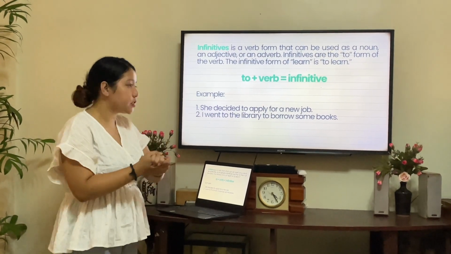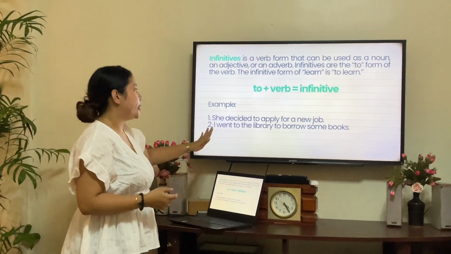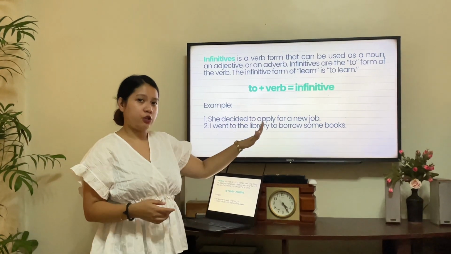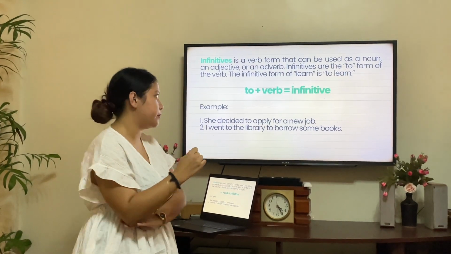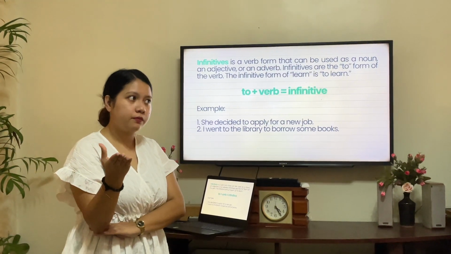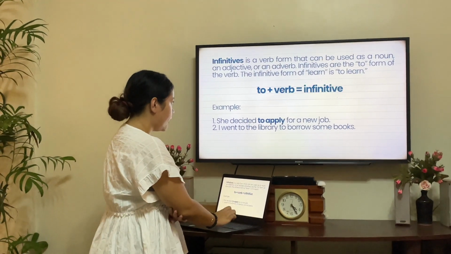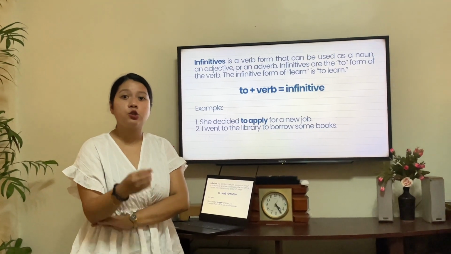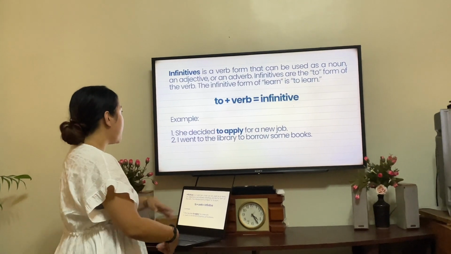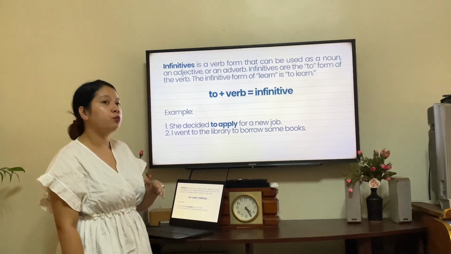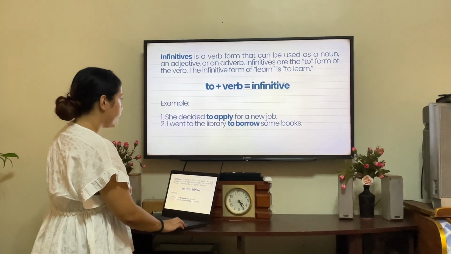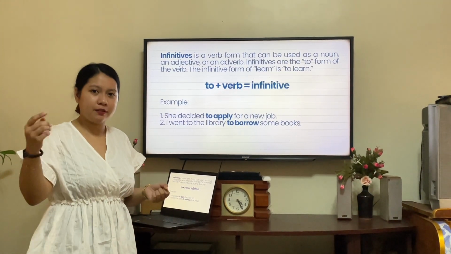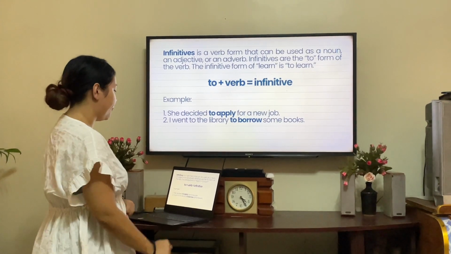So let us have this first example. She decided to apply for a new job. So, what is the infinitive there? That's right. That is to apply. Next, I went to the library to borrow some books. That is to borrow. That's great. Excellent, everyone.